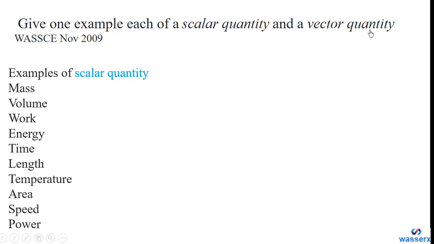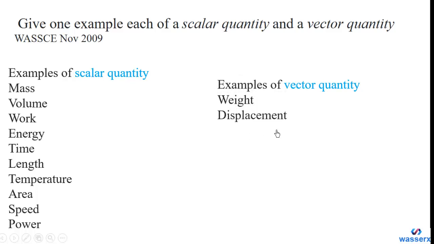Now let's turn to the vector quantity. Examples are the weight of an object, displacement of a particle, momentum, and force. Velocity is also a vector quantity. So all these examples are vector quantities.